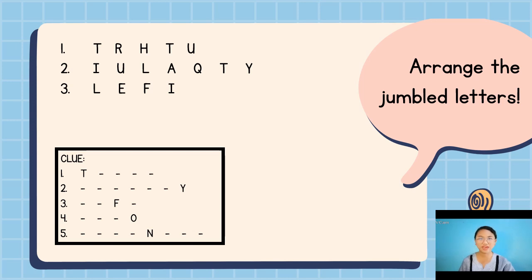And then we have number 4, we have this jumbled letters ending in letter O. What could that be? And for the last one, we have 8 letters. Fourth to the last letter is letter N. What do you think is that?